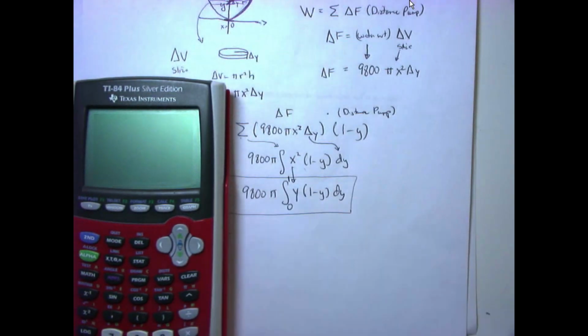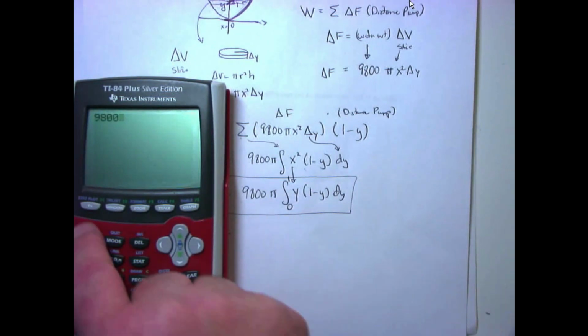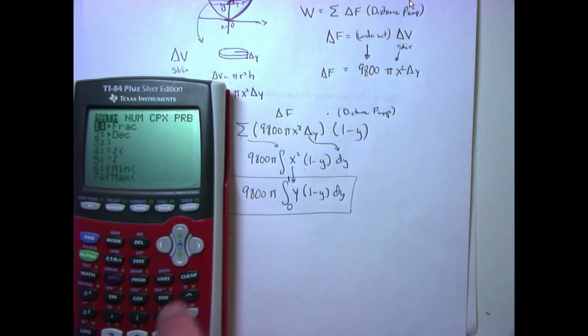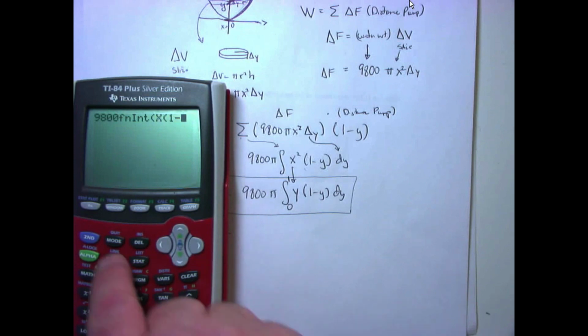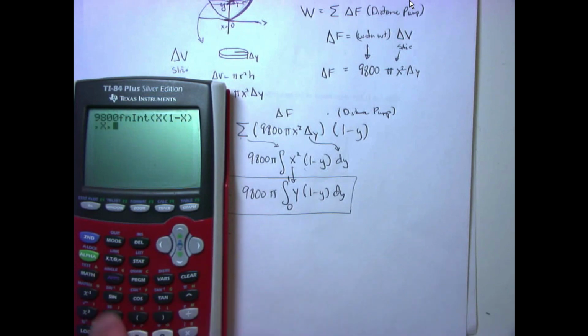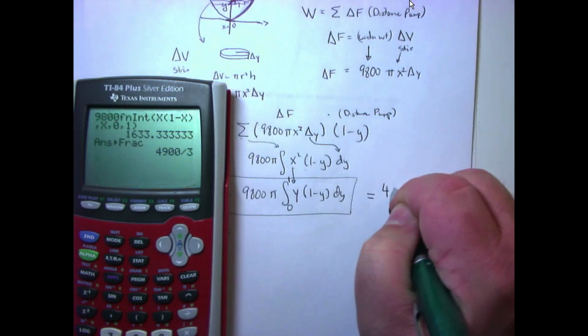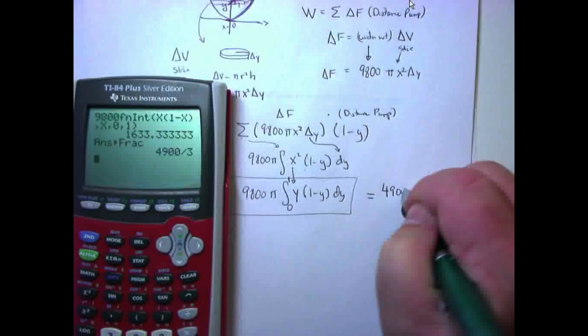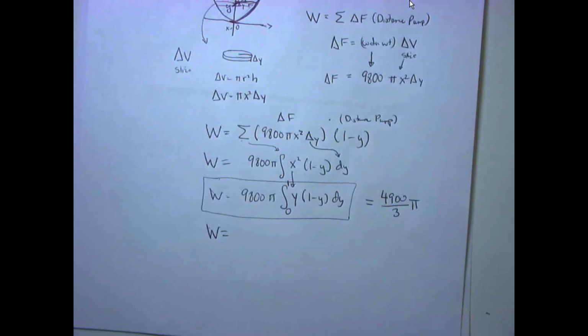But traditionally, with the pi, because it was a circular disk, I'm going to leave the pi in the answer. So this would be 9,800 times the math, number 9, function integrate on the TI-84 of x times 1 minus x, comma, low bound was 0, comma, upper bound is 1. And for those people who love fractions, math fraction it down here, what do I get for the answer? I get 4,900 over 3 pi.